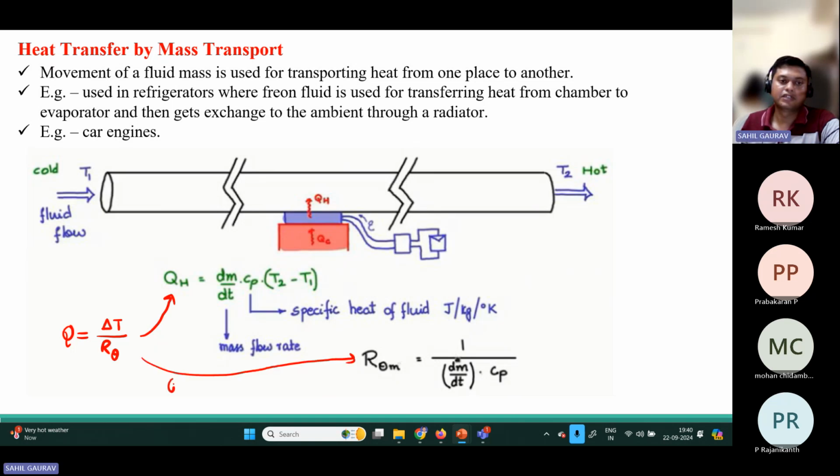So on comparing, you will get equivalent resistance in mass transport. You will get 1 upon dm upon dt into Cp.